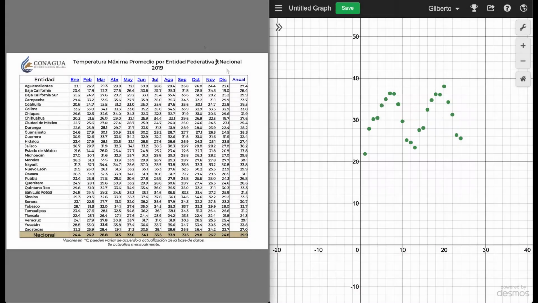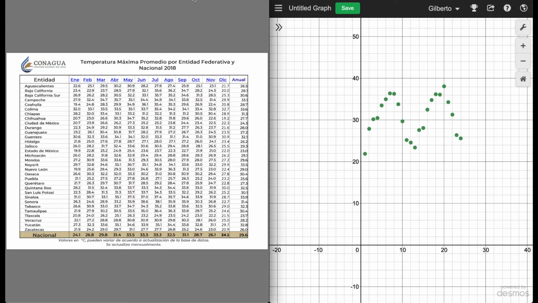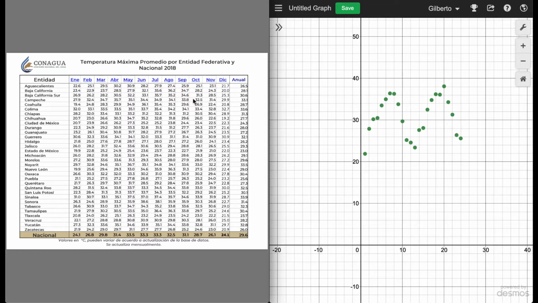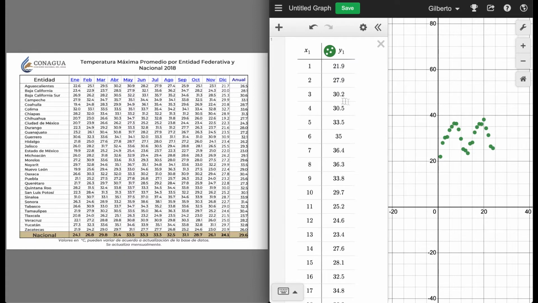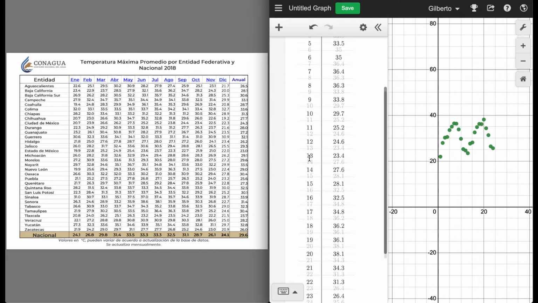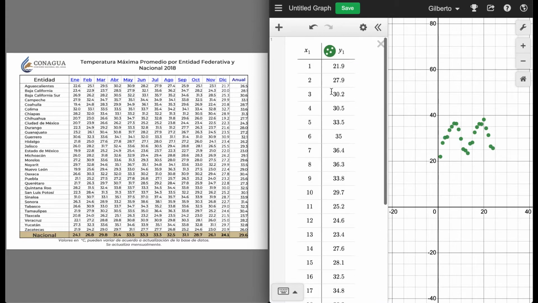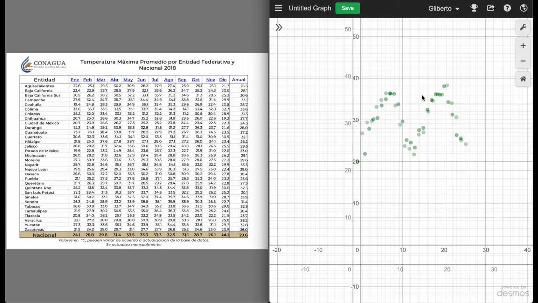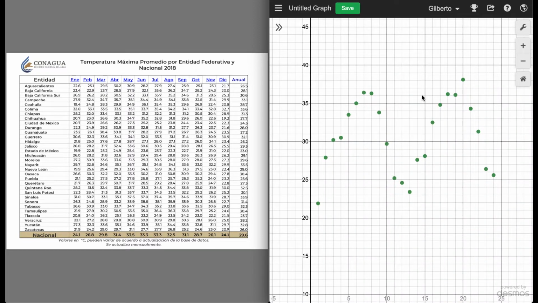In this graph, we're going to observe both the 2018 and 2019 tables of average temperature per month. For our state, it was Tamaulipas. Then, we are going to write those numbers in decimals in a table, x being the months 1 through 24 because it is of 2 years, and y being the average temperature per month. After we do this, we are going to get all of these points when we finish.